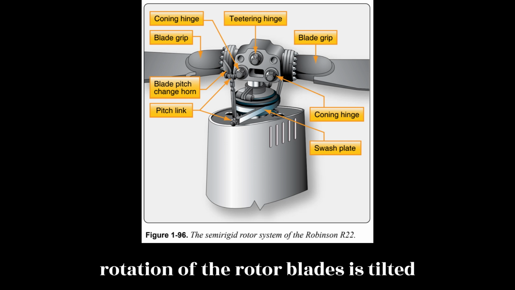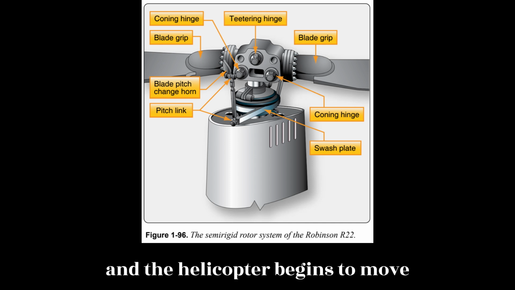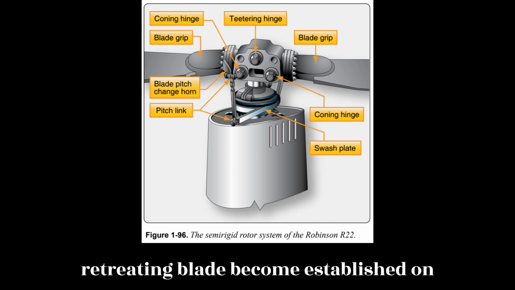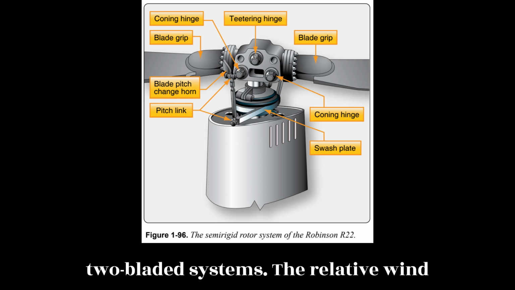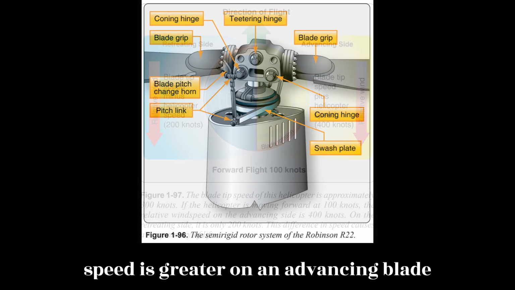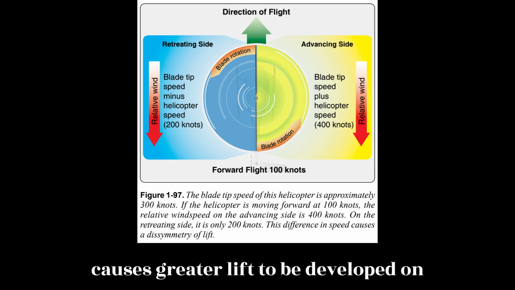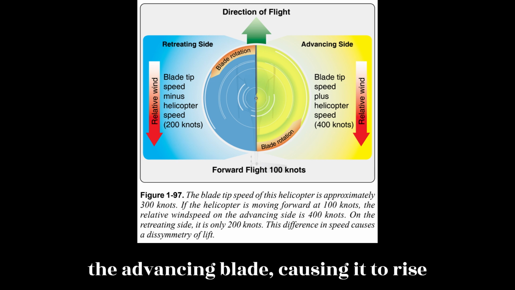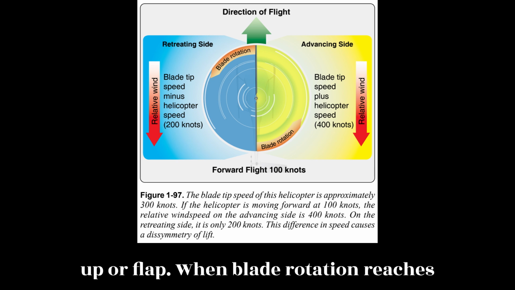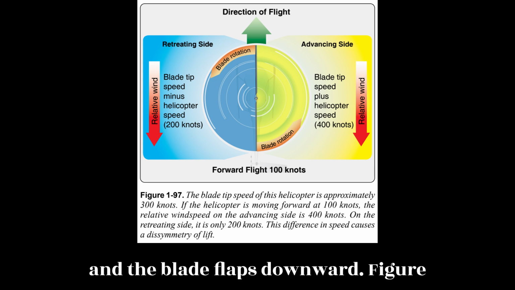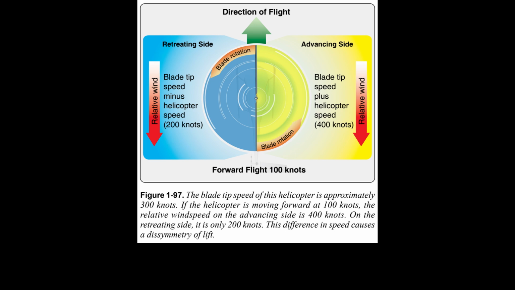As the plane of rotation of the rotor blades is tilted and the helicopter begins to move forward, an advancing blade and a retreating blade become established on two-bladed systems. The relative wind speed is greater on an advancing blade than it is on a retreating blade. This causes greater lift to be developed on the advancing blade, causing it to rise up or flap. When blade rotation reaches the point where the blade becomes the retreating blade, the extra lift is lost and the blade flaps downward. Figure 1/97.